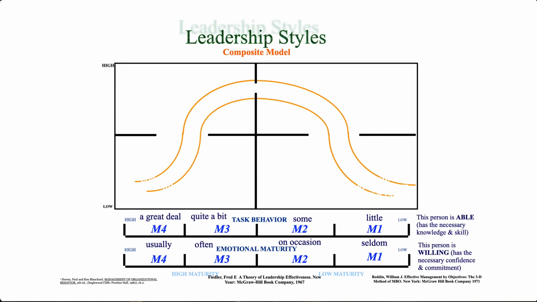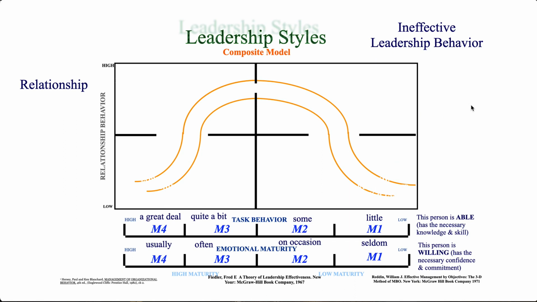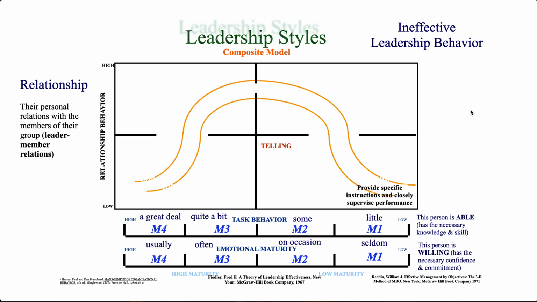We're going to do the same thing here now with the ineffective leadership behavior. So we'll take and remap this and we'll talk about the relationship just as we did before, and it goes from low to high. And here again, it's the personal relationship between the member of their group, the leader member relationship, and they're still performing the four basic leadership roles of telling. And in the telling area, it says we need to provide specific instructions and closely supervise the performance, just as before.